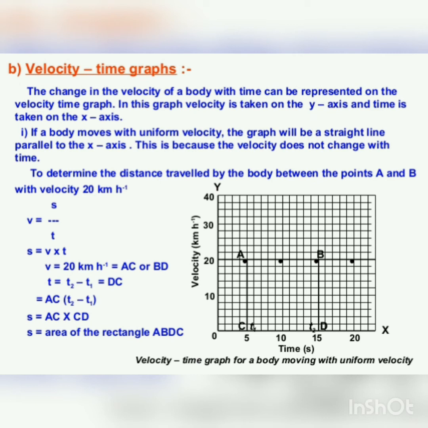So determine the distance traveled by the body between the points A and B with velocity 20 km per hour. So you can substitute the value. So V is equal to S upon T. S is nothing but the distance and the T is nothing but the time taken. But we have to find out distance here. So velocity is given. So S is equal to V into T. So V is nothing but the 20 km per hour. Okay, T is T2 minus T1. So when you substitute the value, you will get the area of rectangle ABCD. That is a velocity time graph.